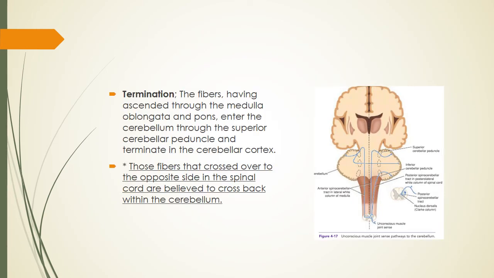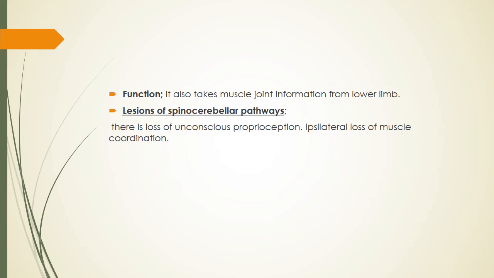The fibers having ascended through the medulla oblongata and pons enter the cerebellum through the superior cerebellar peduncle and terminate in the cerebellar cortex. But those fibers that crossed over to the opposite side in the spinal cord will cross back within the cerebellum and reach the ipsilateral side of the cerebellum from where the tracts start. It also takes muscle joint information from the lower limb.